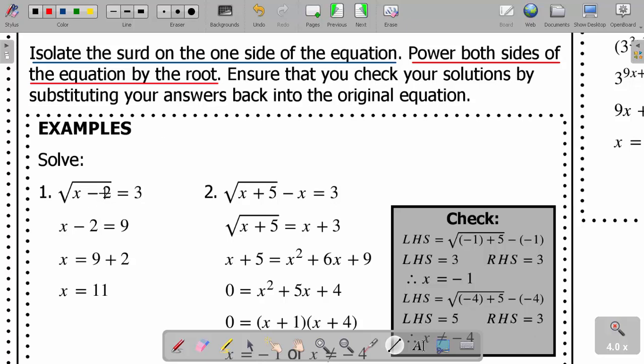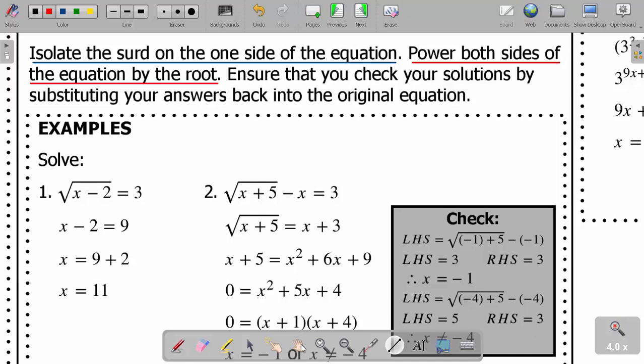Now here, this one is already on one side of the equation, the square root. So here we just square both sides. If I square here, I'm going to cancel the square with the root sign. It will be left with x minus 2. And the square of 3 is 9, which gives me x equals 9 plus 2, which is 11. Here, this one was simple. And then you check here now.